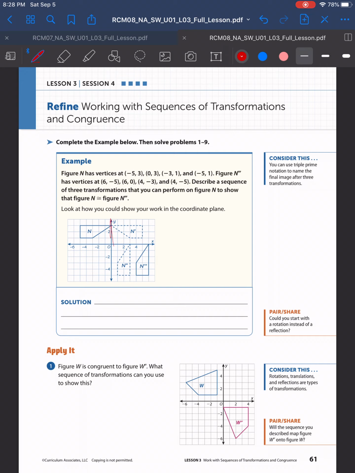So we're going to say reflect, okay, reflected across the y-axis. Now, how do you think N prime got to N double prime? To me, that looks like a rotation of 90 degrees. If I were to take this and just rotate it, it would land there. Okay, so I'm going to say rotate 90 degrees, and that looks like it's clockwise.